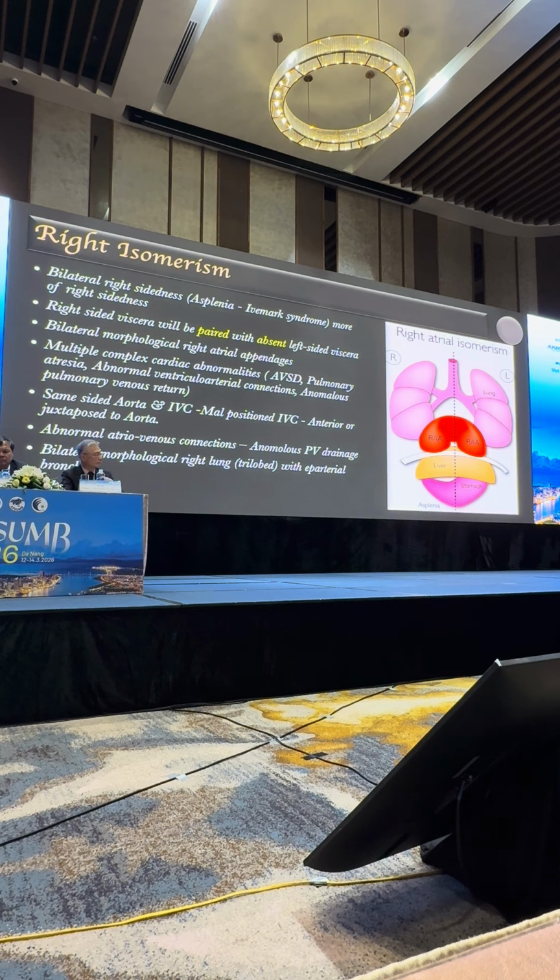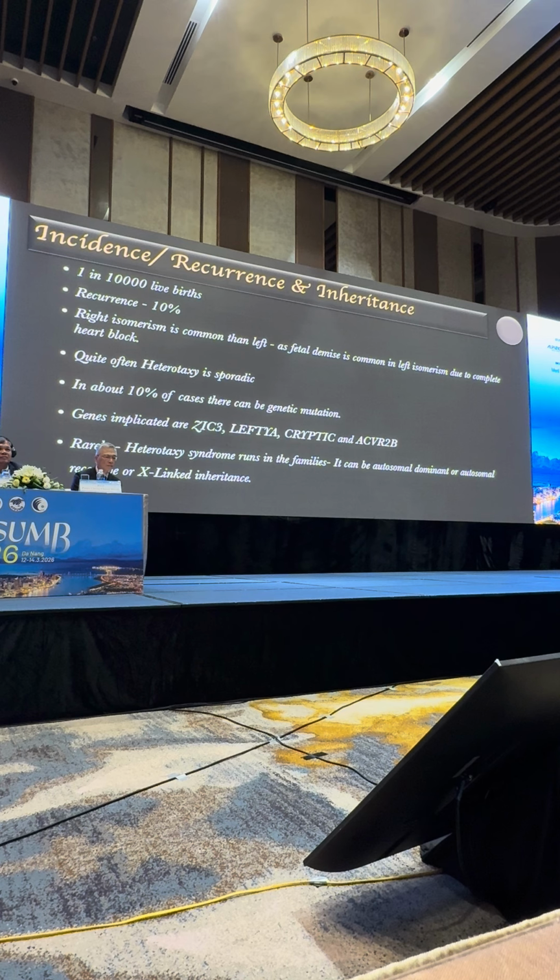Now, next comes the incidence. Incidence is almost 1 in 10,000 live births. The recurrence rate is only 10%. Right isomerism is much more common than the left isomerism, basically because most of the left isomerisms cannot progress during pregnancy because of conduction defects that result in congestive cardiac failure and fetal demise.